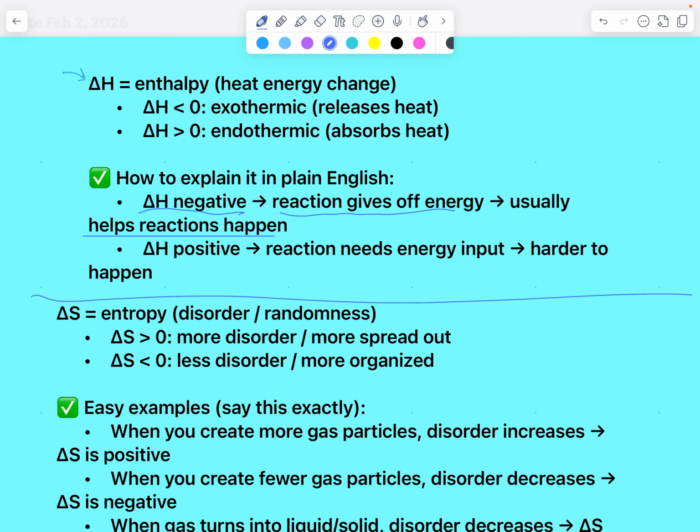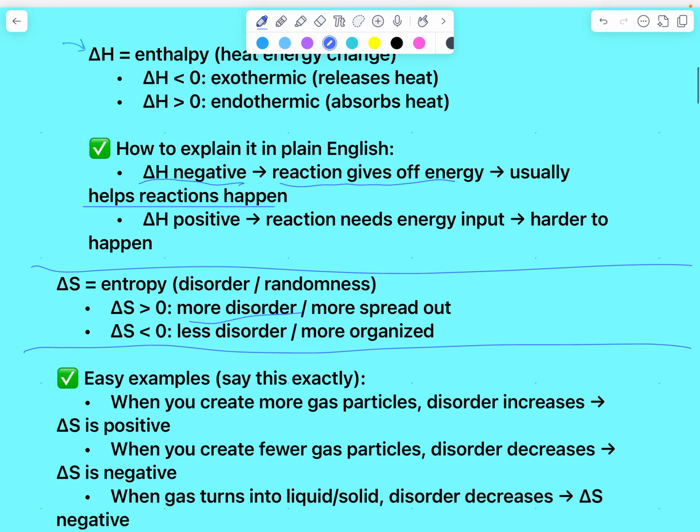Now, let's talk about entropy. Delta S measures how spread out or disordered energy and matter are. If delta S is greater than 0, you have more disorder, you're more spread out, you're more chaotic. If delta S is less than 0, you are less disordered, you are more organized. Like, if I have a dirty room, that's definitely going to be more disorder, more spread out. Delta S would be greater than 0.